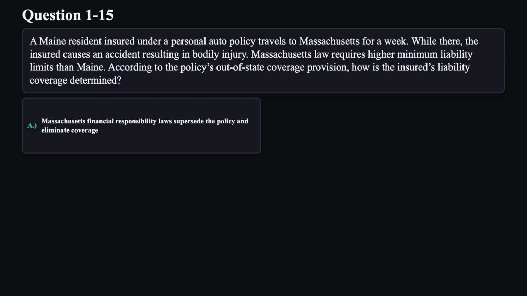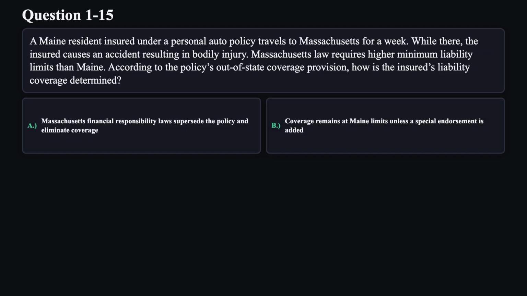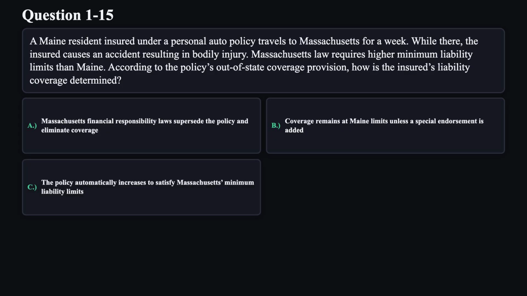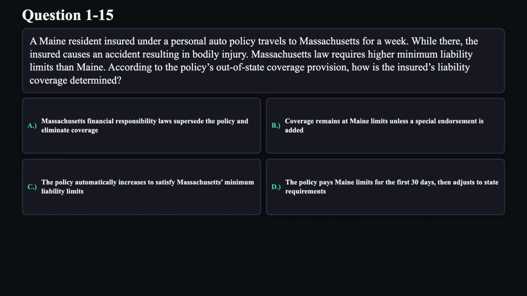A. Massachusetts financial responsibility laws supersede the policy and eliminate coverage. B. Coverage remains at Maine limits unless a special endorsement is added. C. The policy automatically increases to satisfy Massachusetts minimum liability limits. D. The policy pays Maine limits for the first 30 days, then adjusts to state requirements.